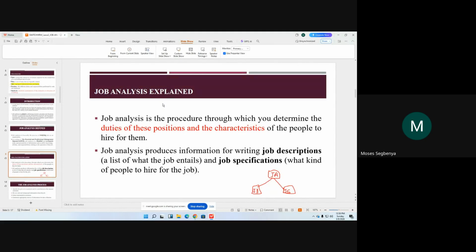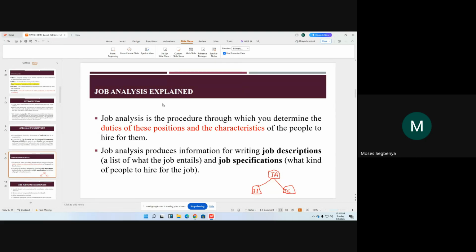Basically, that is what anybody who will take that job is expected to do. Then the right-hand side information is also technically called job specification. Not job specialization, but job specification. This is a characteristic that the person who will be coming to take up the job should hold. So we have the job factor and the human factor. The job factor is the job description, and the human factor is the job specification.